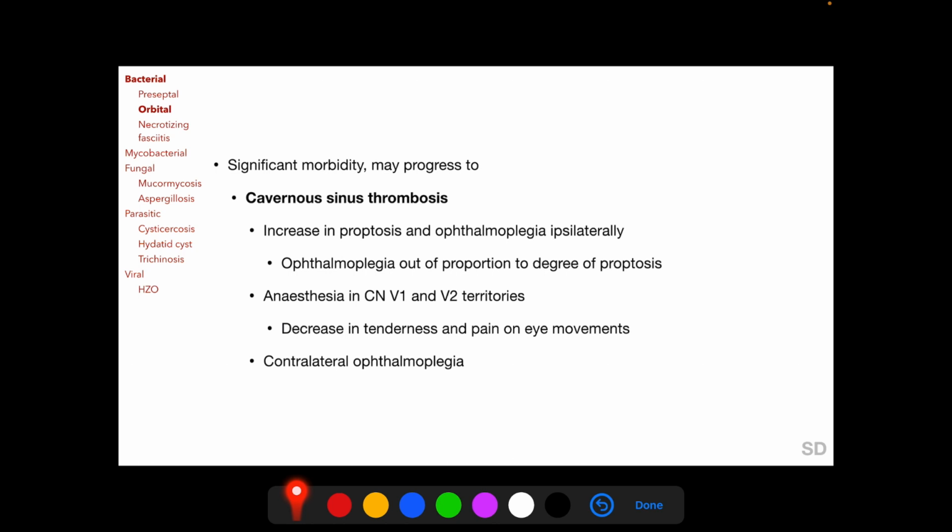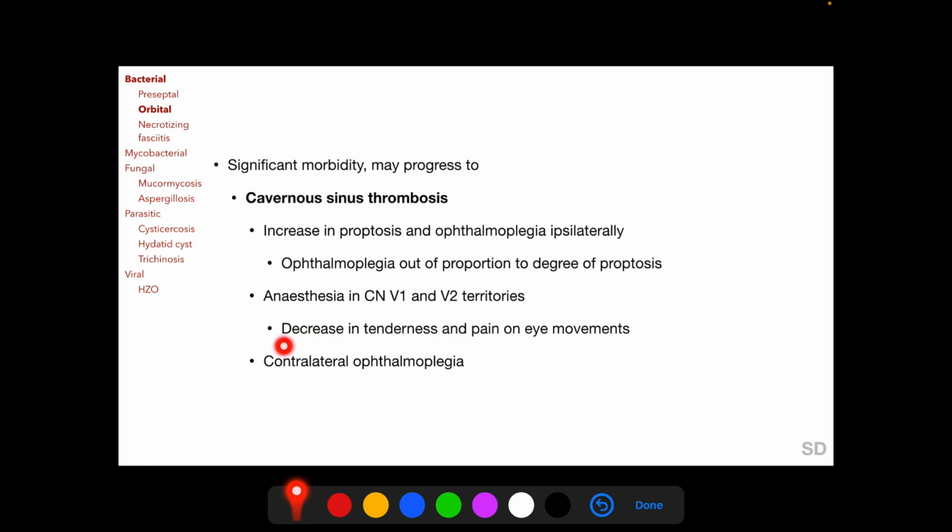In a patient with orbital cellulitis, development of cavernous sinus thrombosis is indicated by an increase in proptosis and ophthalmoplegia ipsilaterally, and the ophthalmoplegia, that is restriction of eye movement, becomes out of proportion to the degree of proptosis. There will be loss of sensation in the territories of the first and second division of the trigeminal nerve, as a result of which there will be a decrease in tenderness and pain on eye movements from orbital cellulitis.